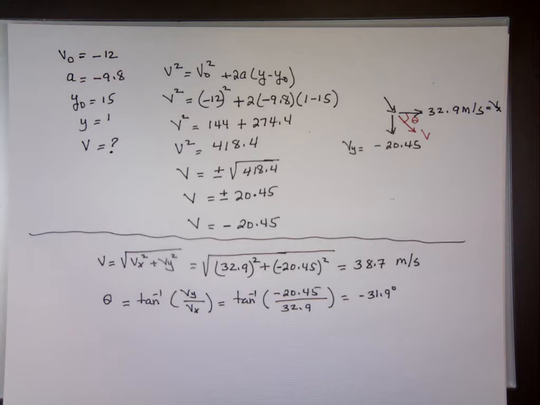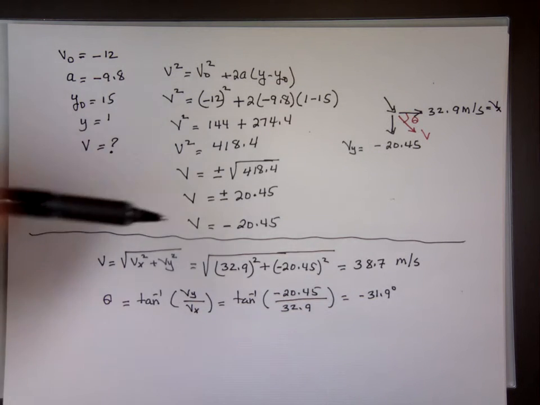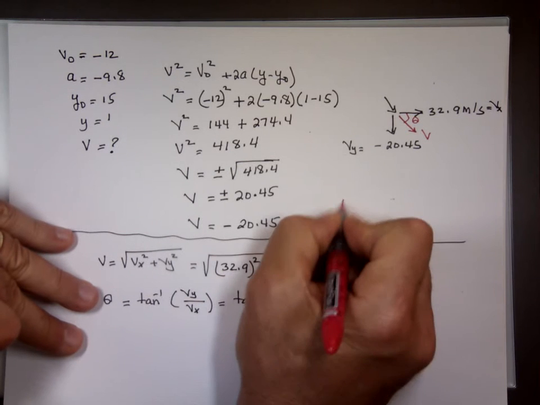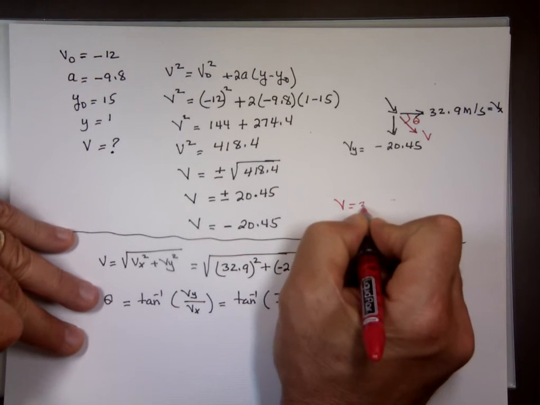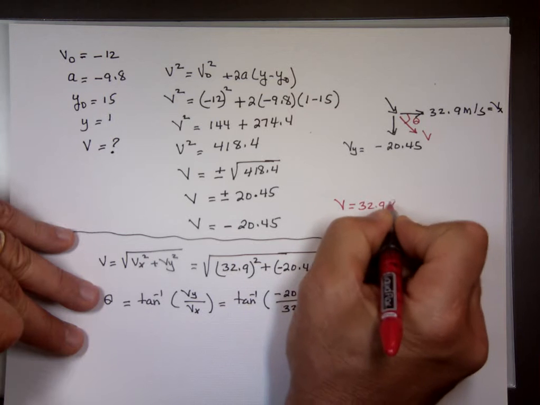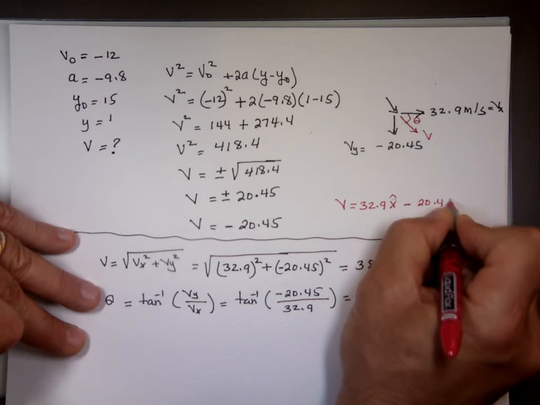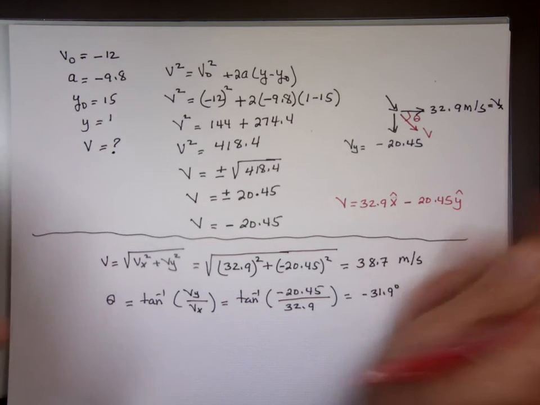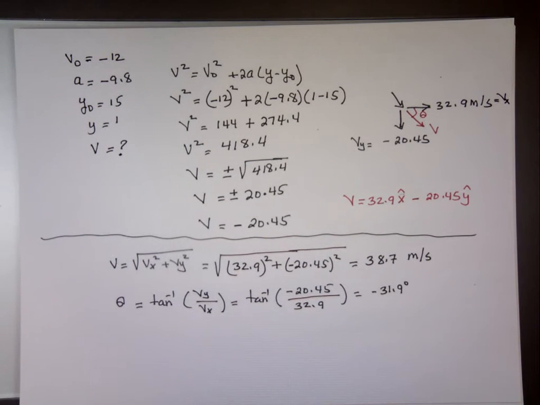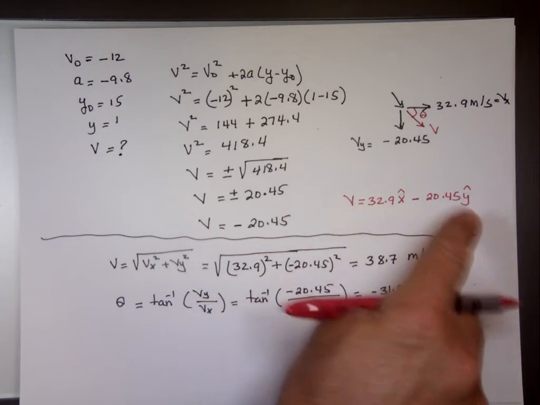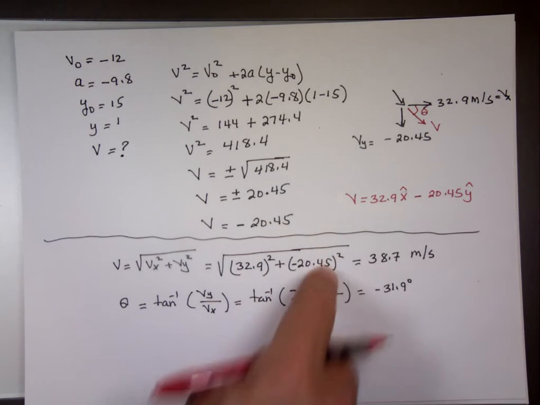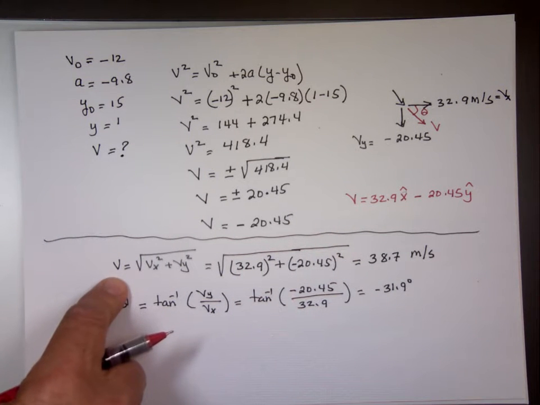If you want it in x and y component, you can say the velocity here has 32.9 in the x direction, negative 20.45 in the y direction. So you have the x and y component, and what we did, we took the x and y component and changed them using the Pythagorean theorem, find v and find theta.